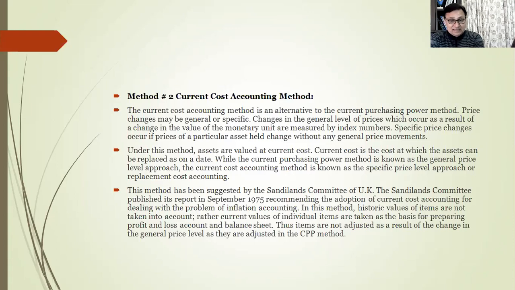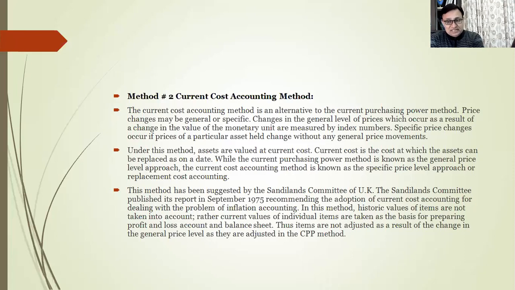So specific price changes occur if the price of a particular asset held changes without any general price movement. Sometimes it happens because in the last method we do not take into account the individual increase or decrease in the prices of a particular asset. So under this method, assets are valued at current cost. For each and every asset, the current cost is found out. Current cost is the cost at which the asset can be replaced as on a date.